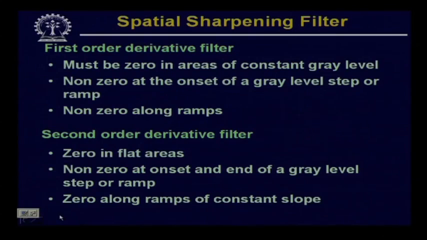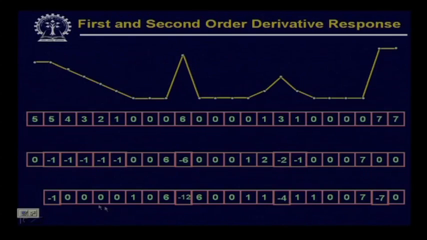Now, to illustrate the response of these derivative operations, let us take an example. This is a one dimensional signal where the values of the signal for various values of x are given in the form of an array like this, and the plot of these discrete functional values is given on the top. If you take the first order derivative as we have just defined, it is given in the second array and the second order derivative is given in the third array.